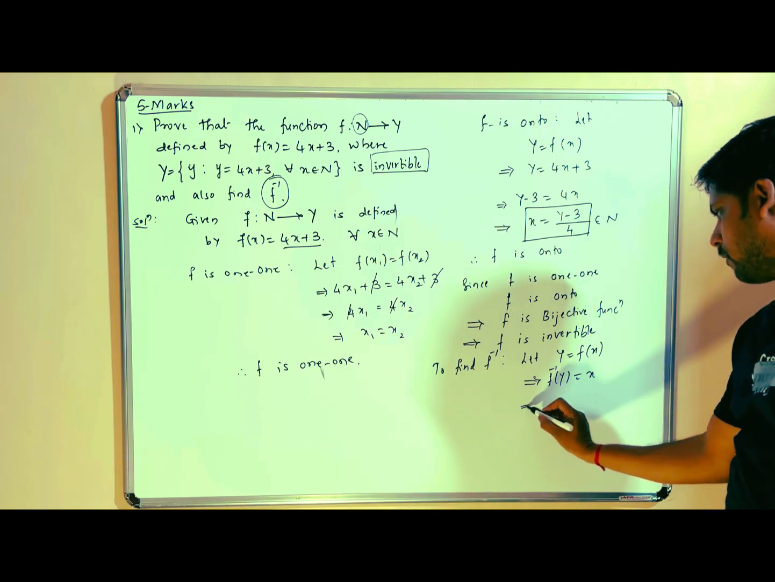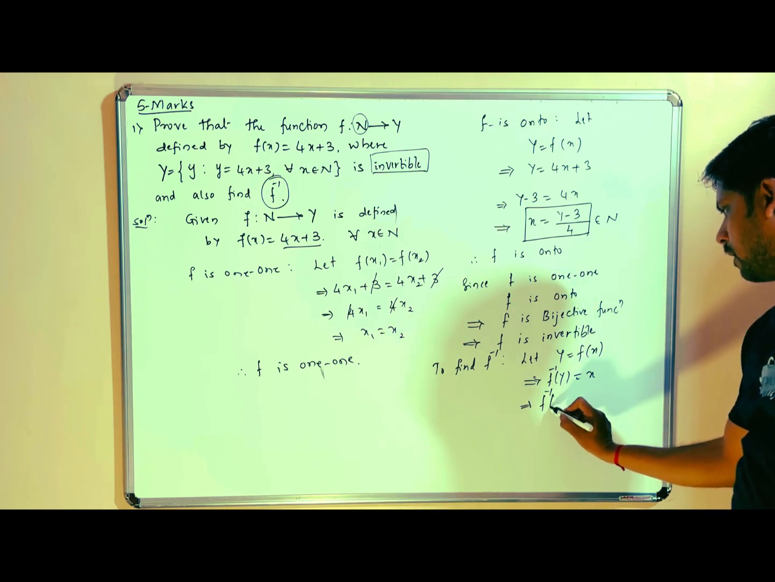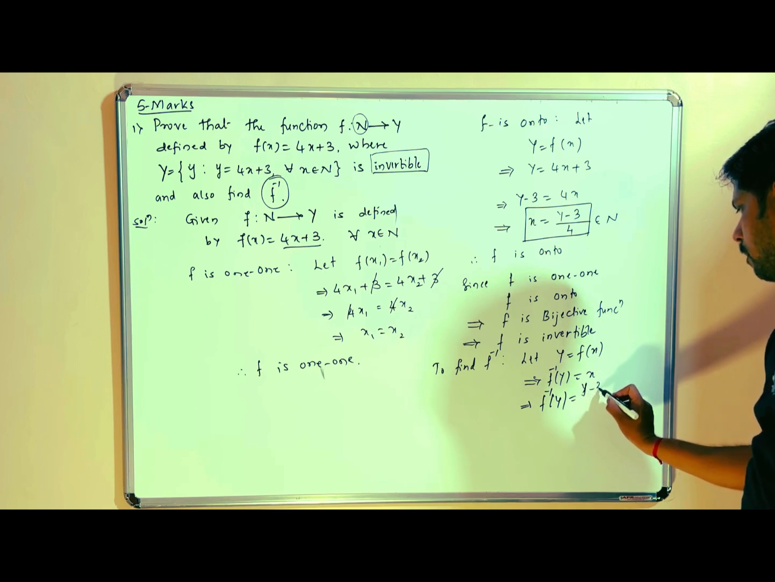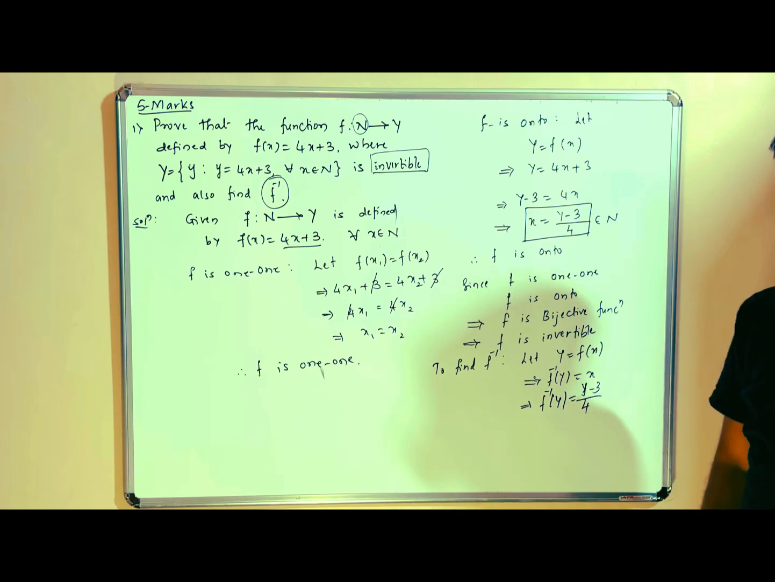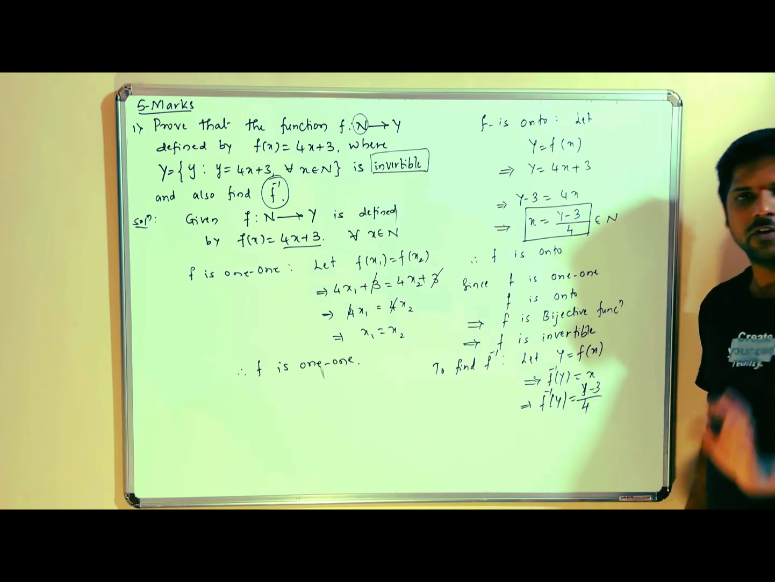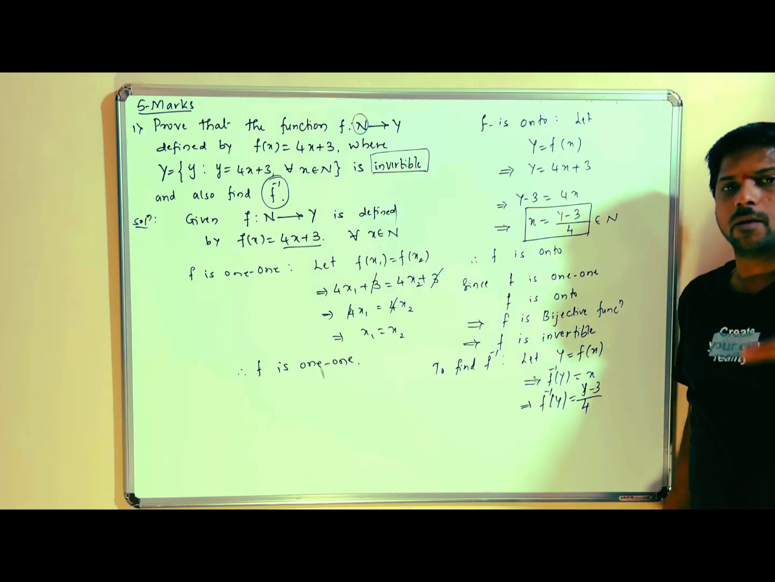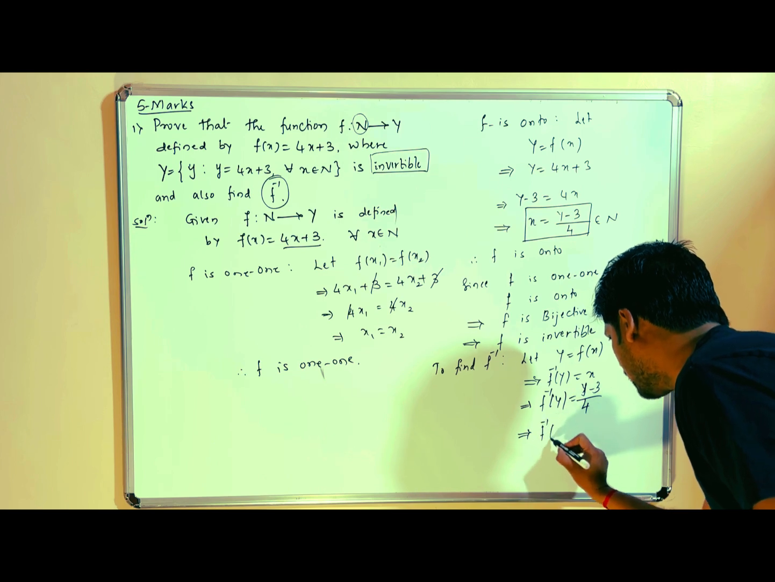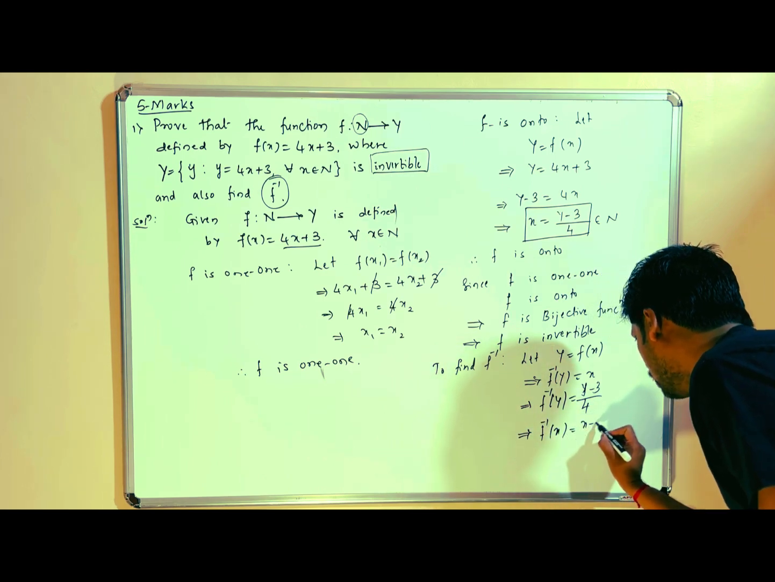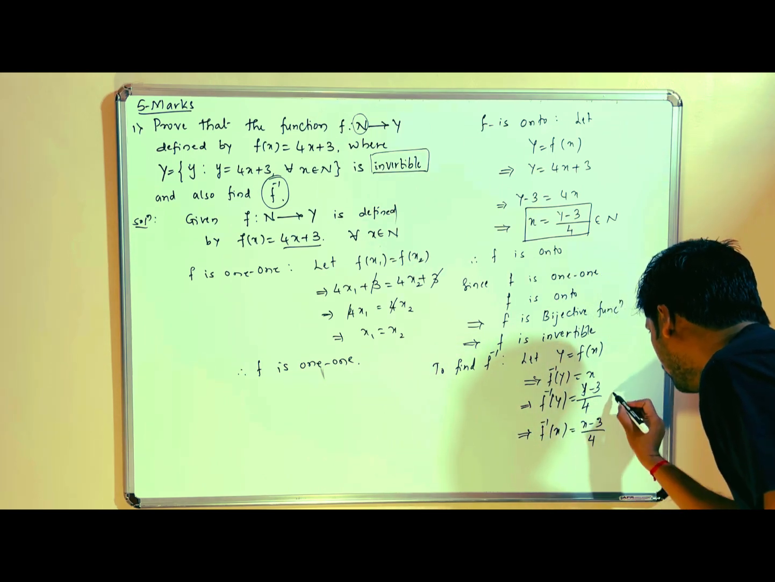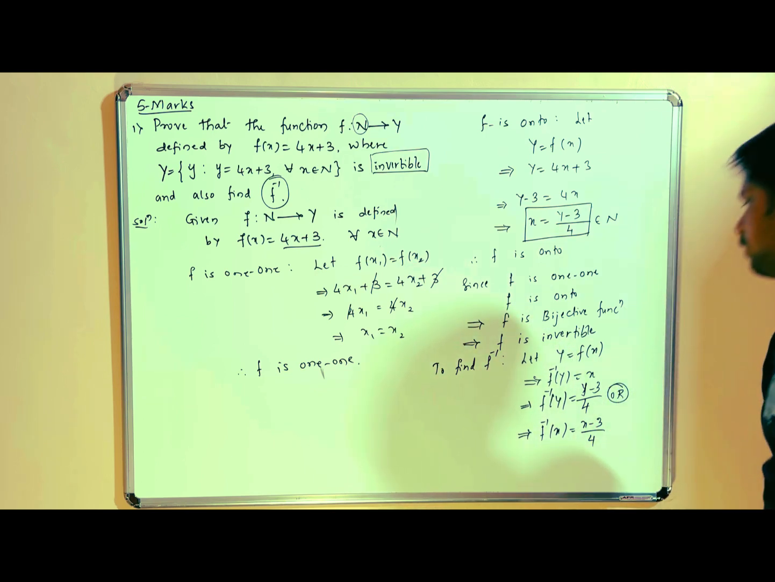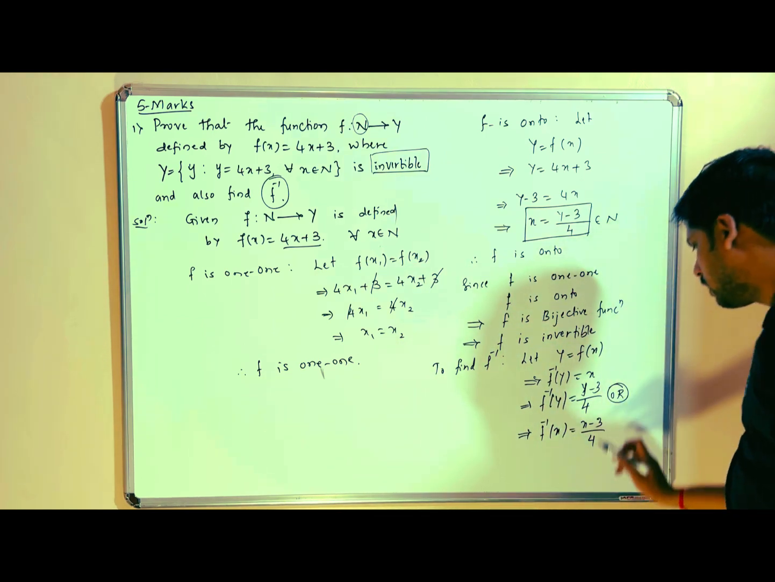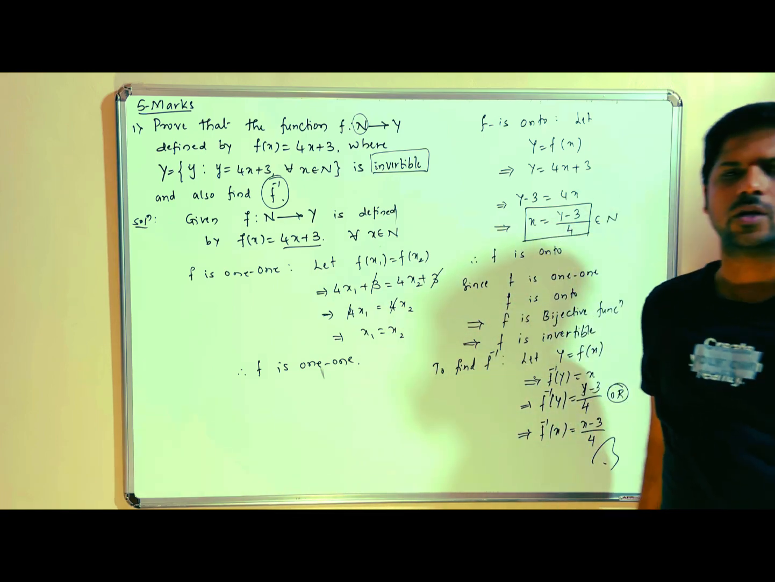That is, f inverse of y is equal to y minus 3 divided by 4. It is in terms of y. F inverse is defined in terms of y. Sometimes they may ask you to write f inverse in terms of x. That is, f inverse of x is equal to x minus 3 divided by 4. Either you can write this one or this one. Hence, this is the required solution. Write down.